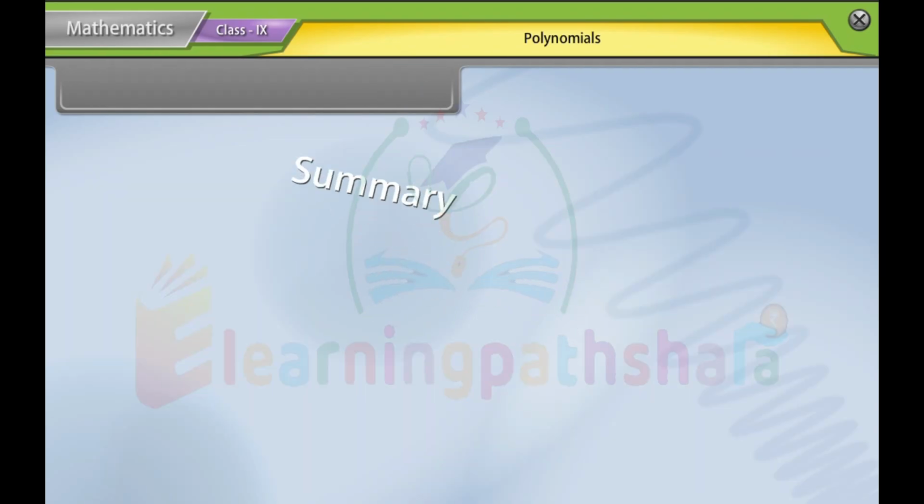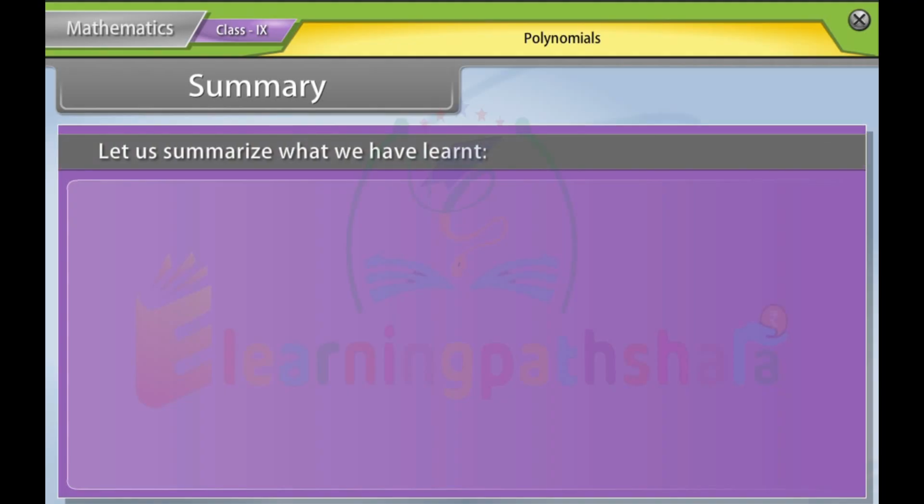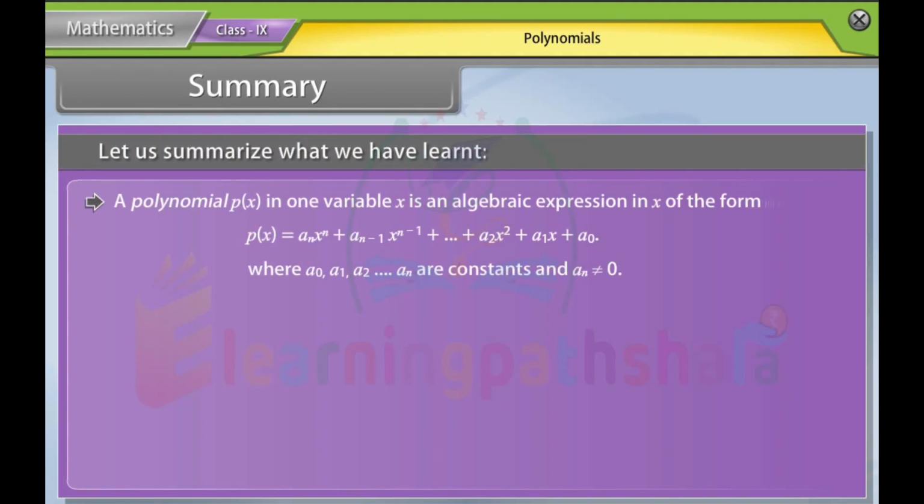Summary. Let us summarize what we have learned. A polynomial p(x) in one variable x is an algebraic expression in x of the form p(x) is equal to a_n x raised to the power n plus a_(n-1) x raised to the power n minus 1 plus so on plus a_2 x raised to the power 2 plus a_1 x plus a_0, where a_0, a_1, a_2 and so on till a_n are constants and a_n is not equal to 0.